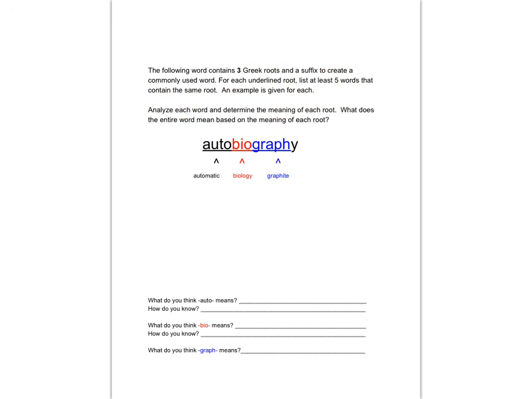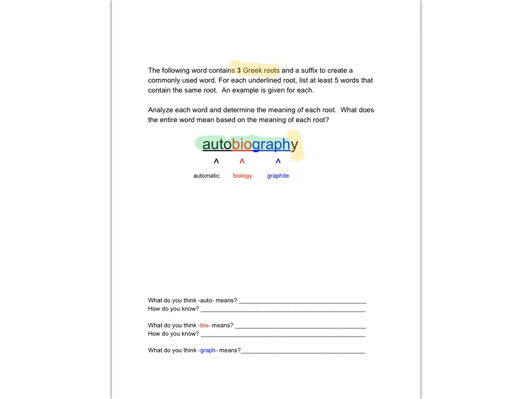The last piece of this assignment is a lot more challenging. I've given you a common word, autobiography. It has 3 Greek roots, and it has the suffix y. The 3 Greek roots are auto, bio, and graph. So what you need to figure out is come up with at least 4 more words that contain auto. I've given you automatic. 4 more words that have bio, like biology, and at least 4 more words that have graph, and I've given you graphite. So again, make a list. You'll have at least 5 words in your list.